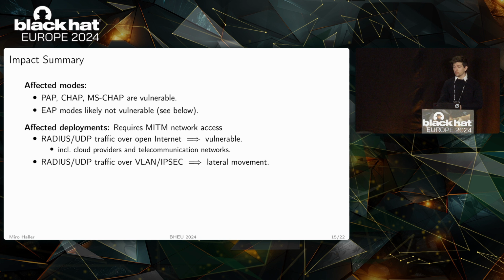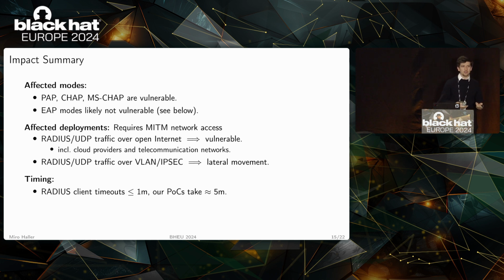The other way to run RADIUS is to run this traffic inside a VLAN or inside an IPsec tunnel. And so in that case, our attack can be useful for lateral movement, meaning that once the adversary compromised that network, it could use BlastRADIUS to gain access to all of the devices on this network that are using RADIUS for authentication.